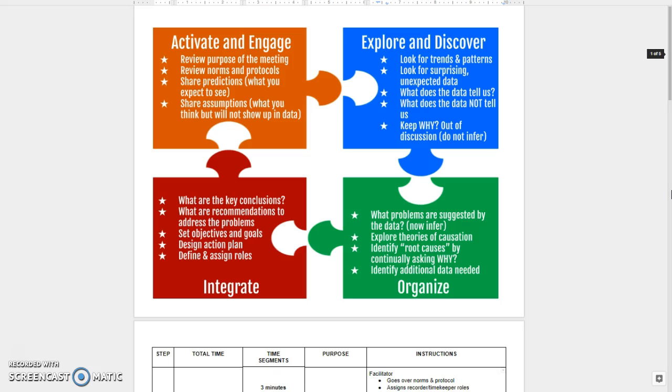Now, it's very important at this stage that we keep why out of our discussion. This is not what this is for. This is just looking at the data. We do not want to make any inferences at this stage.